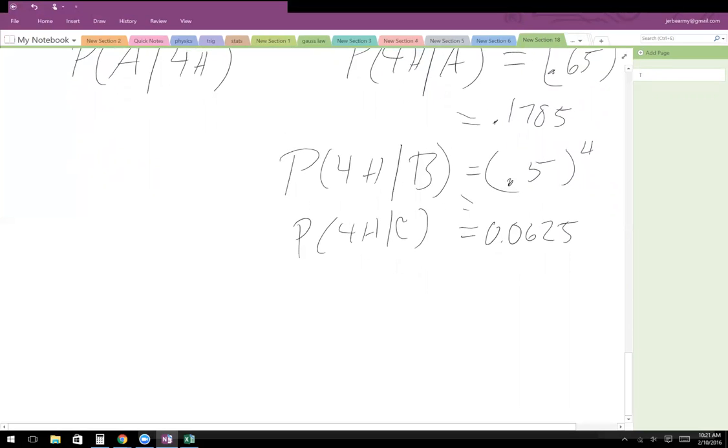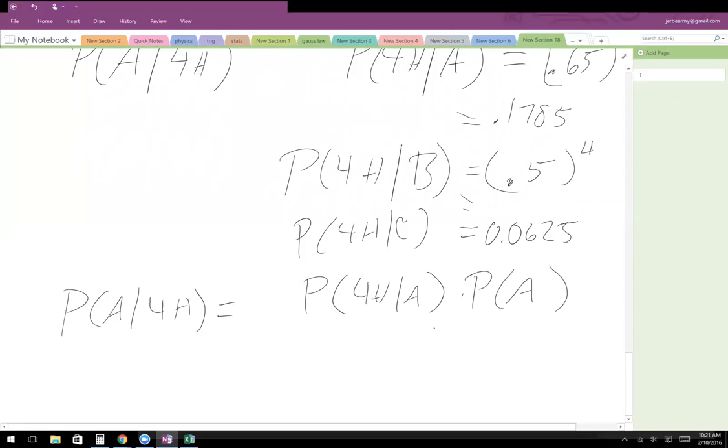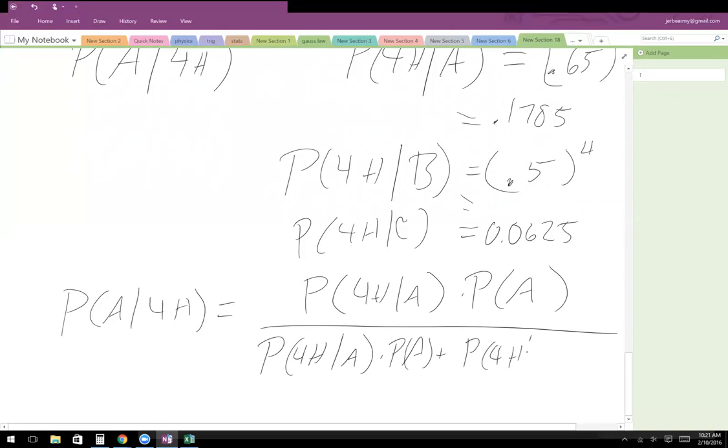All right. So we're looking for the probability of A given 4 heads. So according to Bayes' theorem, that should be the probability of 4 heads given A times the probability of A, divided by the probability of 4 heads given A times the probability of A, plus the probability of 4 heads given not A times the probability of not A. Right?